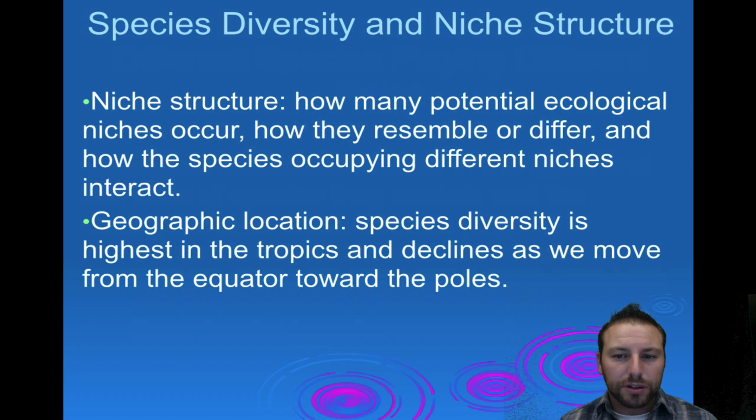Geographic location. Species diversity is the highest in the tropics and declines as we move from the equator towards the poles, which would make sense. At the equator, we have a huge amount of sunlight coming in, so it's a huge source of energy that our producers can use and supply and move up into different trophic levels. Versus as we go towards the poles, it's less and less, and it's very seasonal, that amount of sunlight that we have. Climate's going to play a big role in all this.